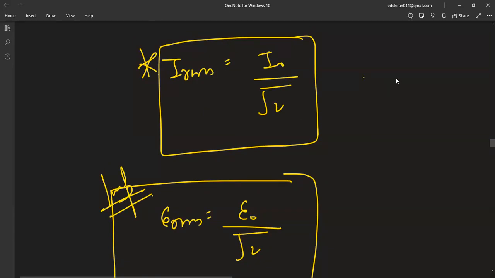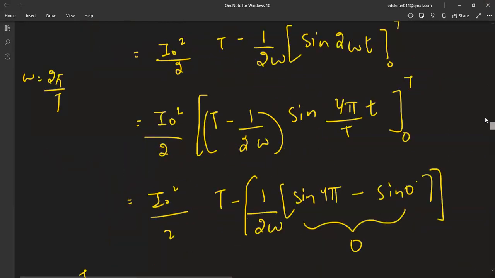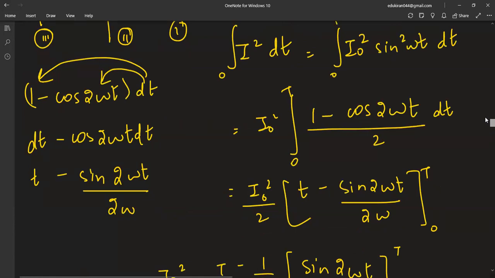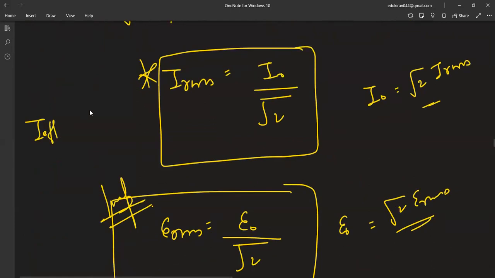If I naught is asked and you know IRMS, that will become root 2 IRMS. This is also used a lot in calculations. Similarly, E naught will be root 2 times the ERMS value. Like this, you will have all the values. Note it down, and whichever step you're not able to understand, let me know. Remember, in many books you will find this written as I effective is I naught by root 2, or I virtual is equal to I naught by root 2. All mean the same, that is the RMS value itself. Note it down.